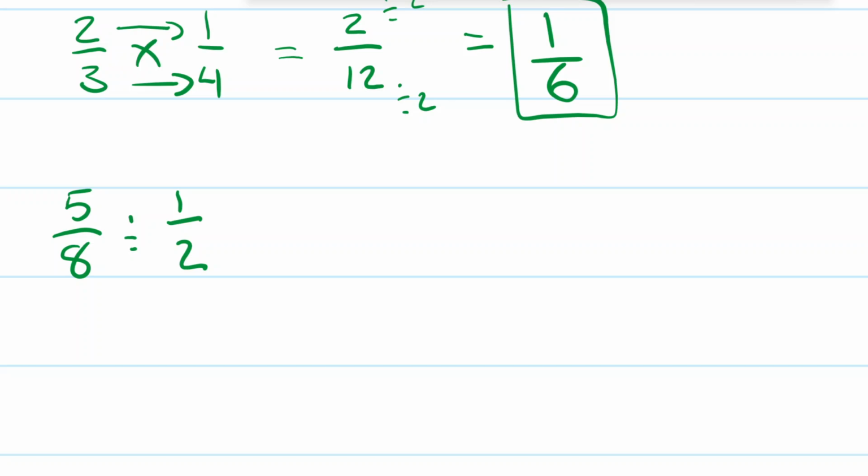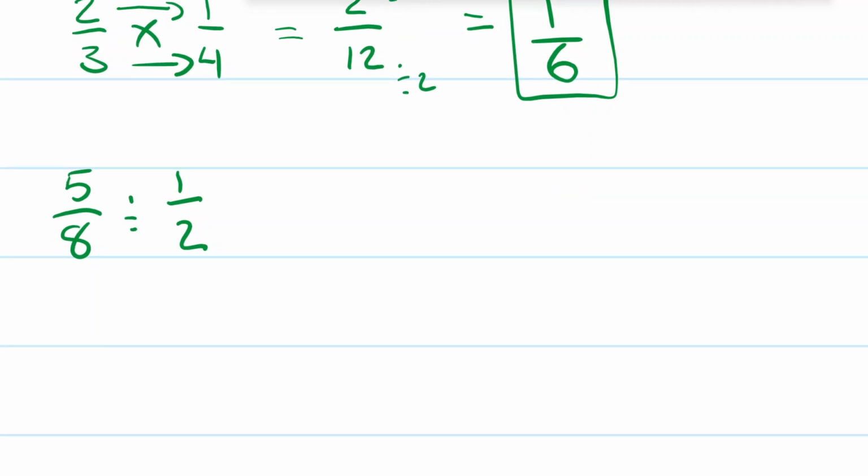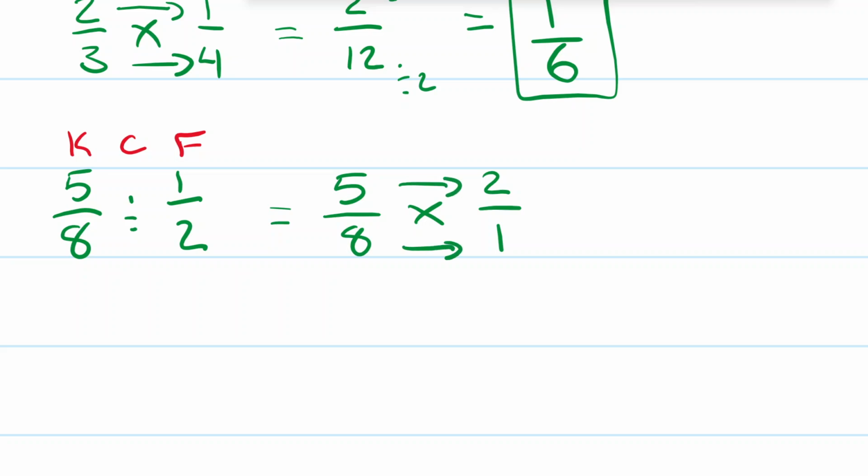Now, when we're dividing, again, we're going to do keep, change, flip. I always like to write it out here, so you're going to have keep, change, flip, or KCF. It's like KFC, but even better. You're going to keep that first fraction, so you're going to keep it 5/8. You're going to change the dividing to multiplying, and we're going to flip that second fraction to 2 over 1. And then we multiply our tops, multiply our bottoms, and you're left with 10 over 8.